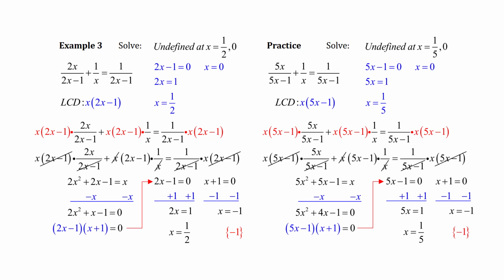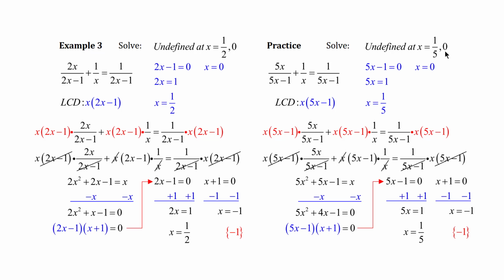Alright, so let's go over the solutions. To find the domain, we take the denominators from each fraction and set them equal to 0. We get 5x minus 1 equals 0 and x equals 0. Solving the first equation for x, we add 1 to both sides of the equation. The result is 5x equals 1. Next, we divide both sides by 5. The result is x equals 1 over 5. So this rational equation is undefined at x equals 1 over 5 and 0.